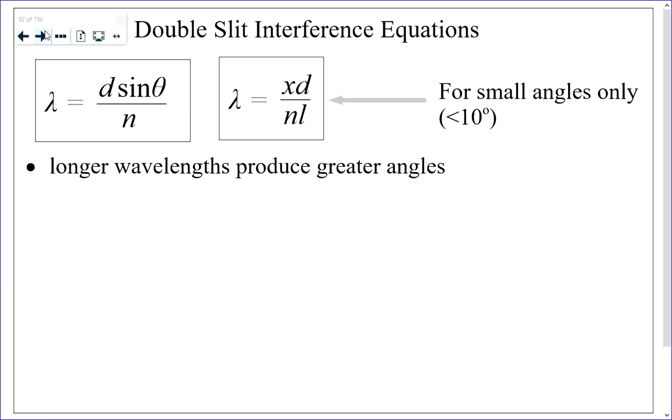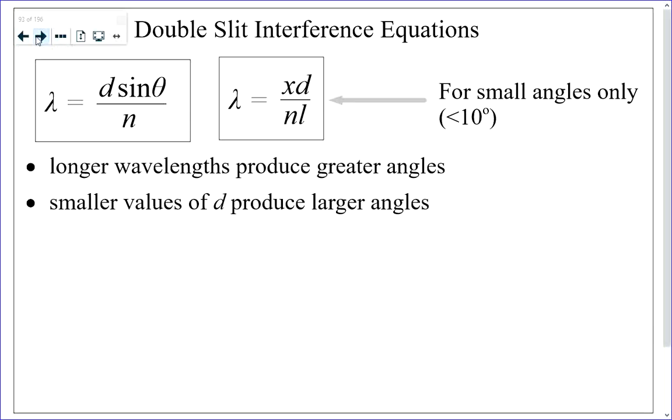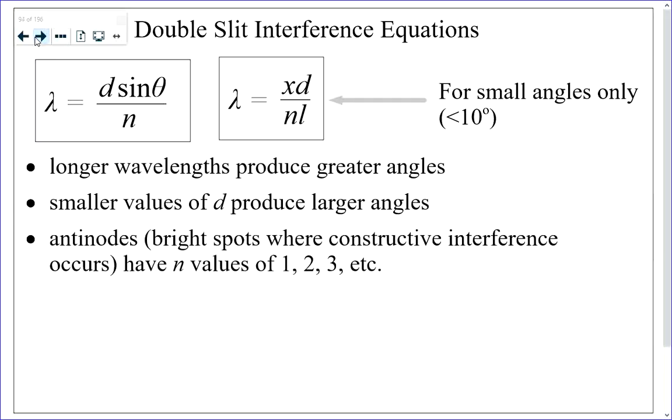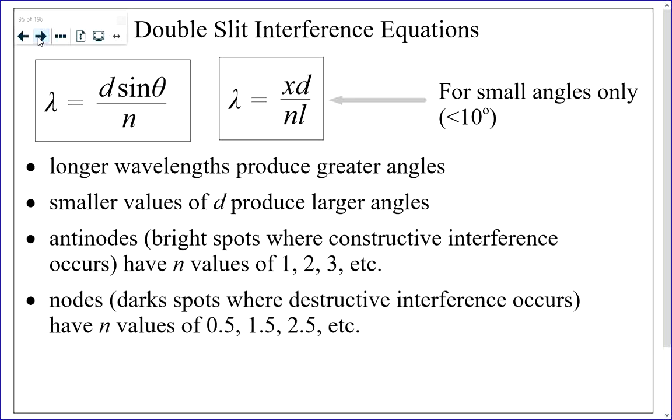So longer wavelengths will produce greater angles, smaller wavelengths will produce smaller angles, and smaller values of d increase the amount of diffraction, so the angles go up. If you've got a bright spot, you're going to use integral values of n, and if you have a dark spot, you're going to use half integral values of n. So you're going to use 0.5 or 1.5 or 2.5, etc.